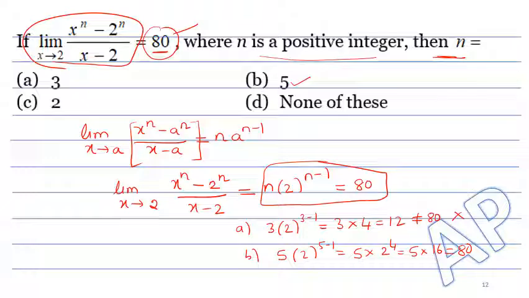So you can even check with option C. You will not get 80 for option C also. That is 2 into 2 to the power of 2 minus 1. That is 2 into 2, which is equal to 4, not equal to 80. So among the given options, option B is the correct answer.